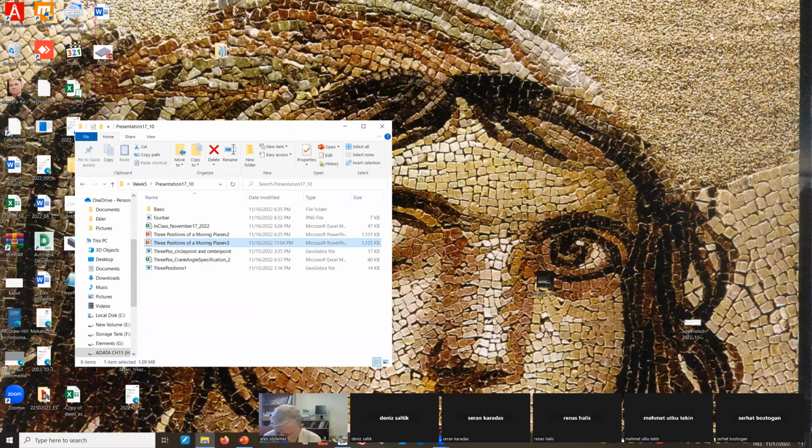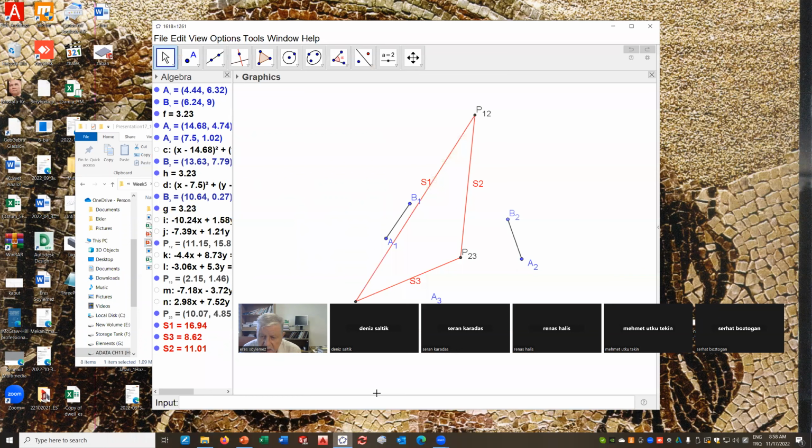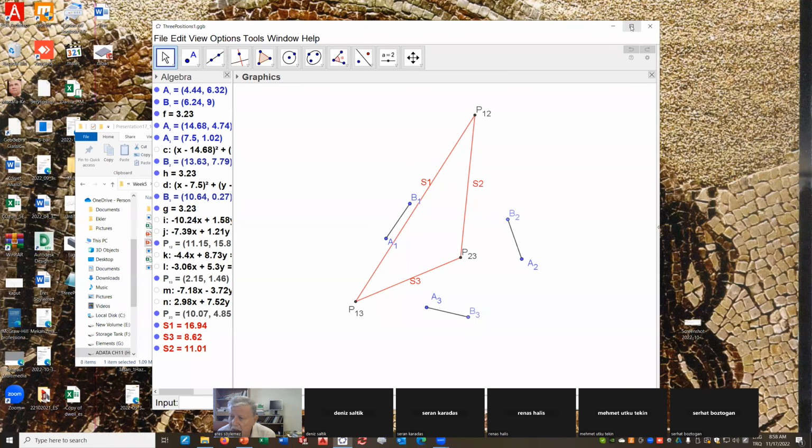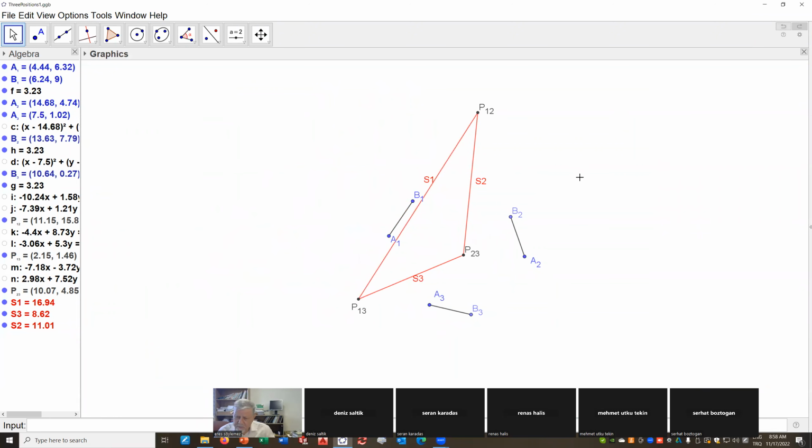Let me, where is it? Oh, sorry. Turn on a GeoGebra sheet. I have already prepared this because I don't want to spend too much time.